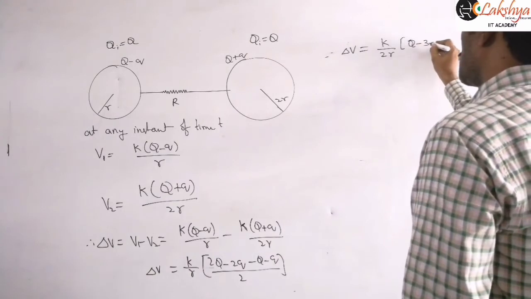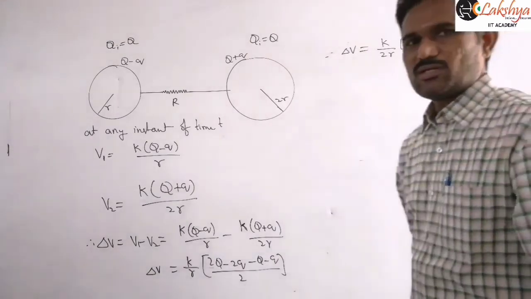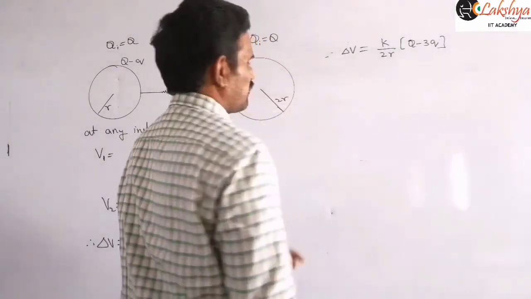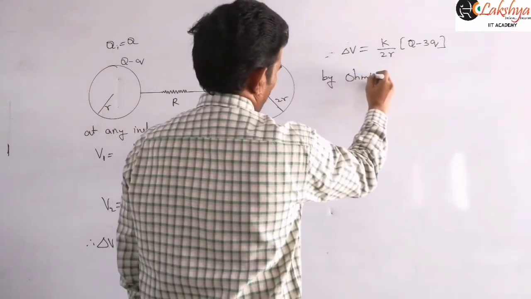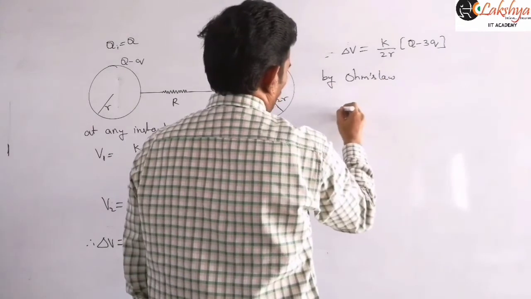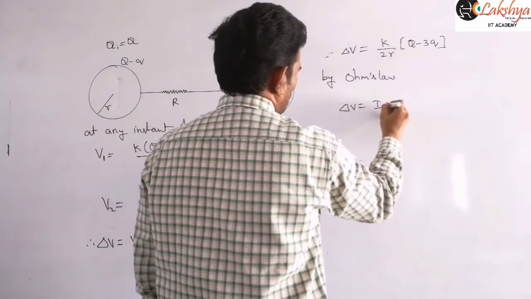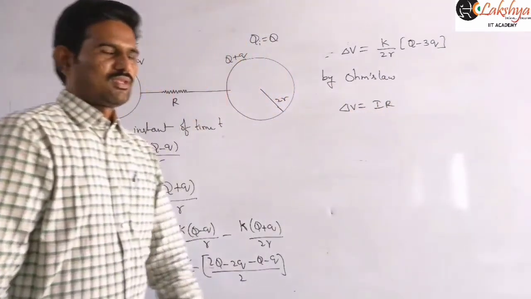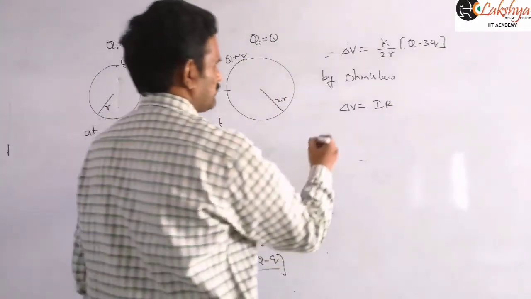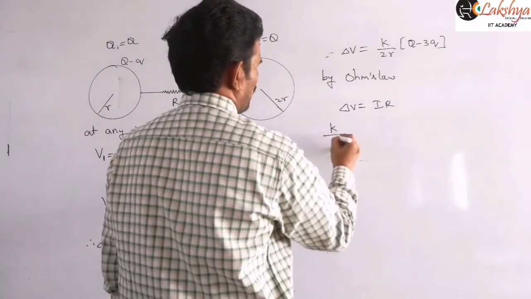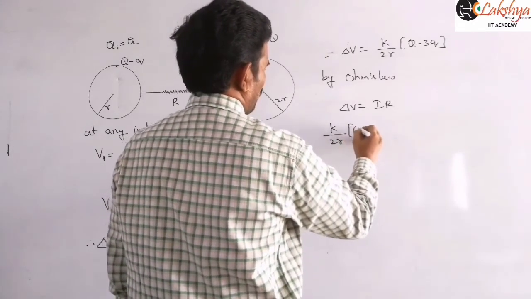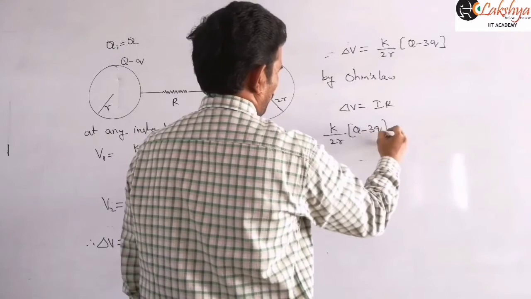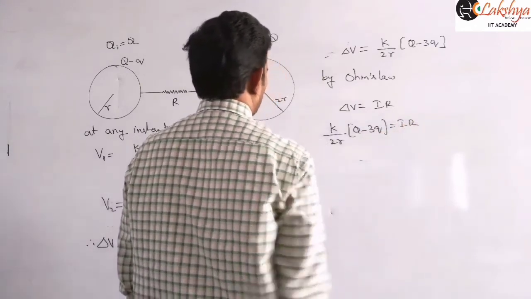So, you can write this as Q minus 3q, you will get, right. So, that is a potential difference. So, by Ohm's law, we can write delta V is equal to IR. And so, I can write this as K by 2R into Q minus 3q is equal to IR.